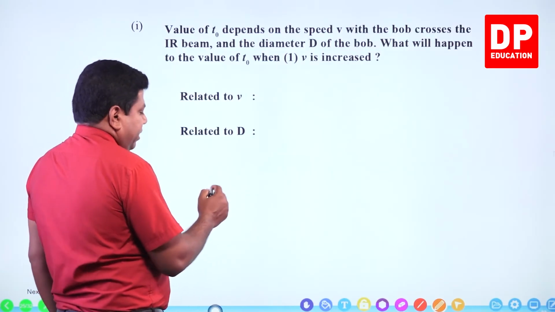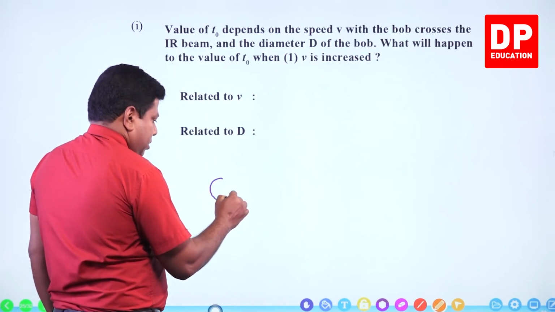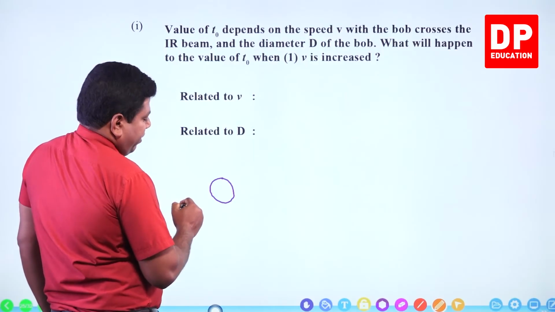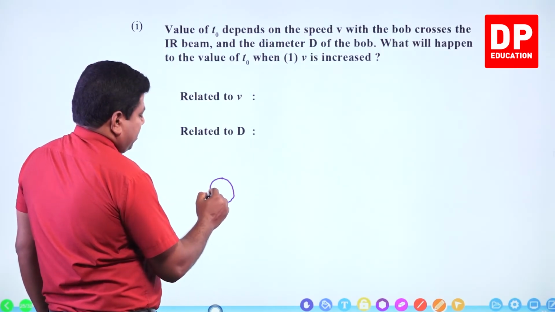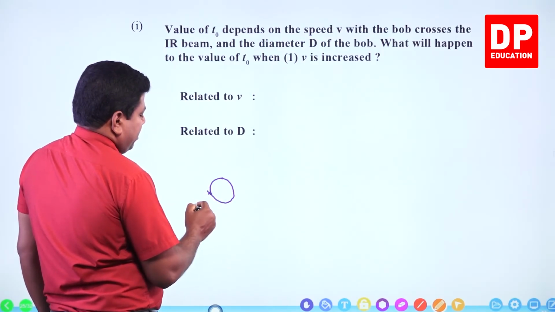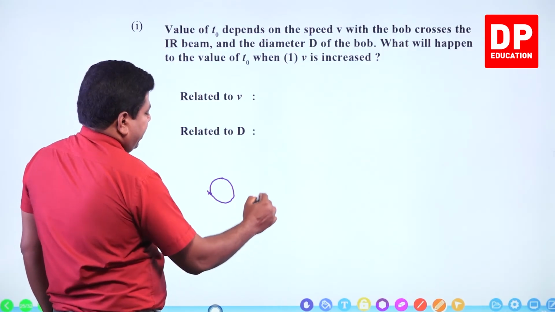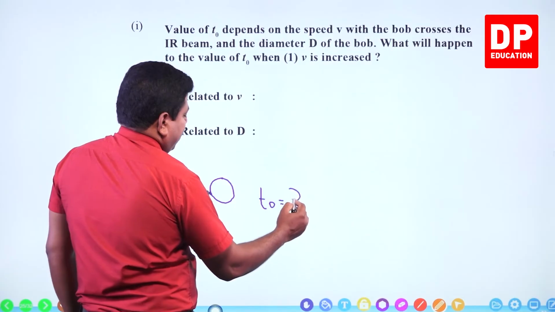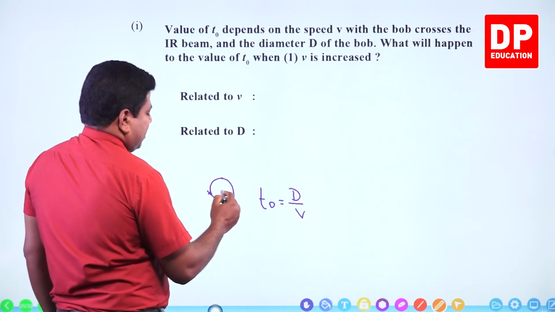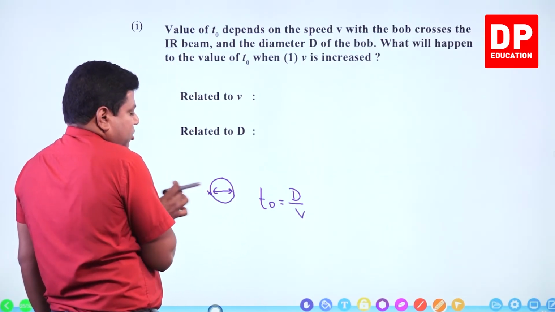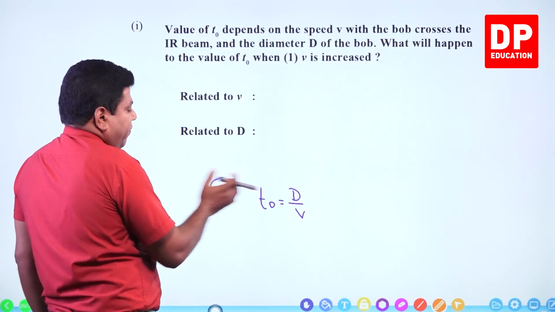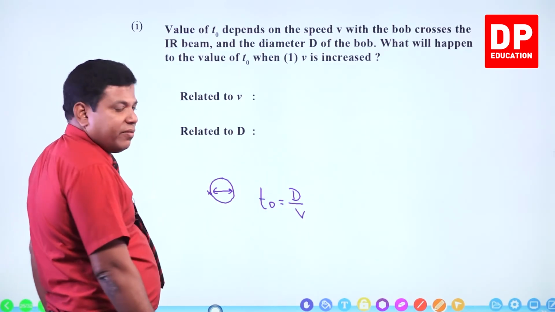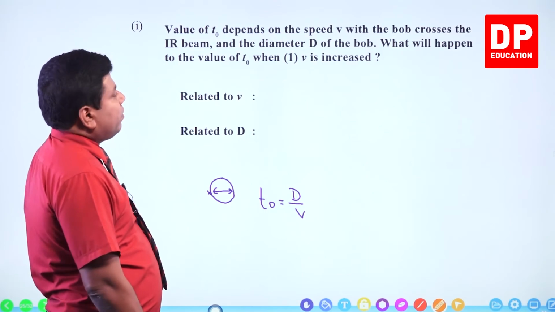Yes, because see, this is how the bob is going to be. If the IR beam is at this point, the time it is going to take is d divided by v. D is this distance. The entire distance has to finish passing the IR ray. Velocity is v. D divided by v will give you the time.